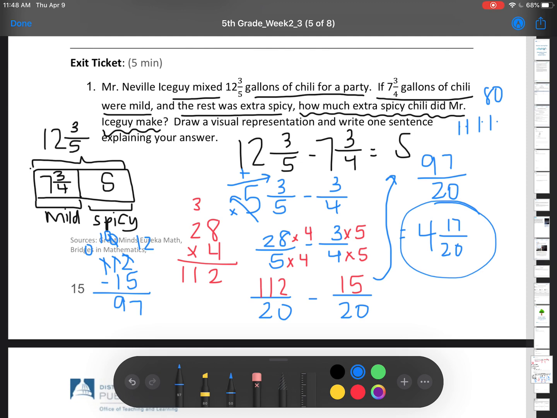Then of course you would write this in a statement. The question was, how much extra spicy chili did Mr. Ice Guy make? Mr. Ice Guy made 4 and 17 20ths gallons of extra spicy chili.